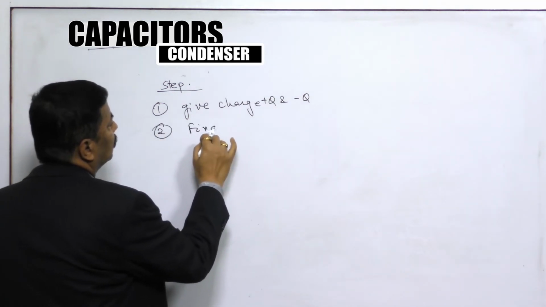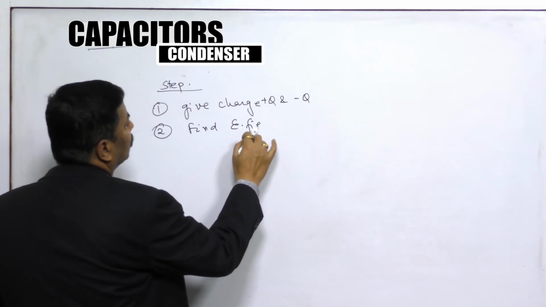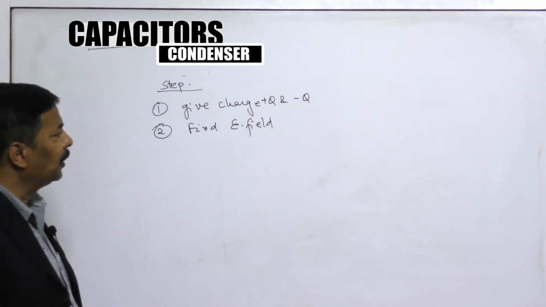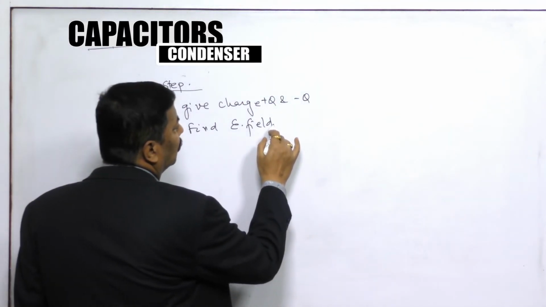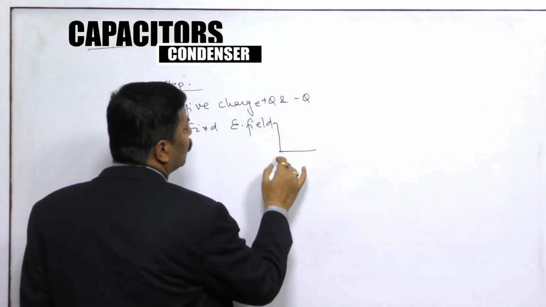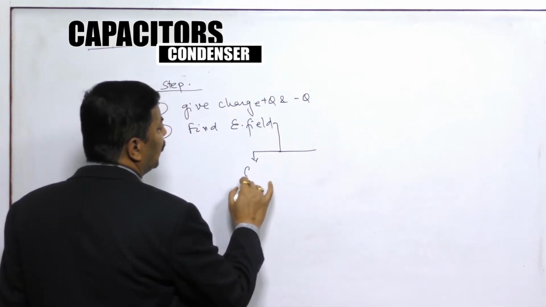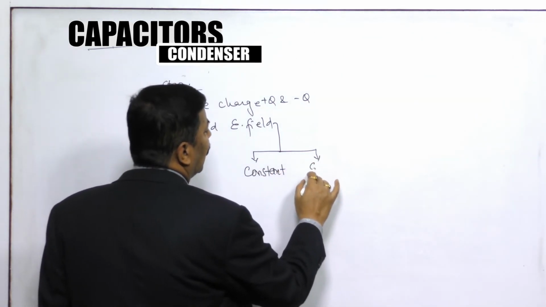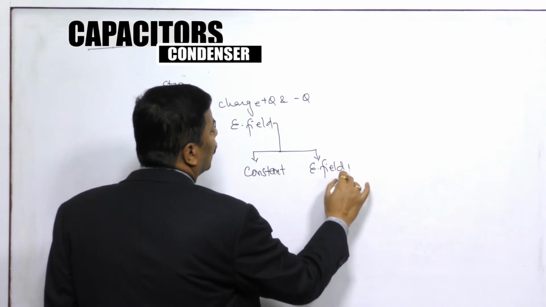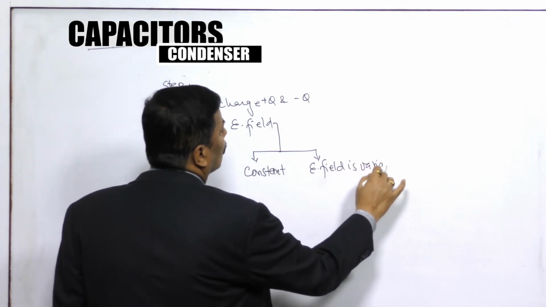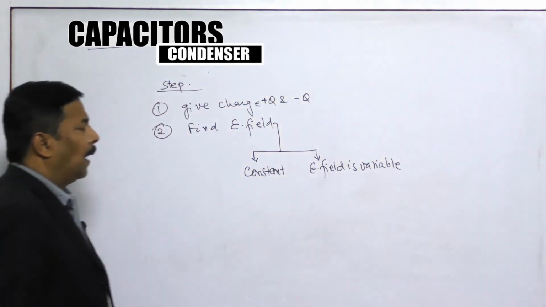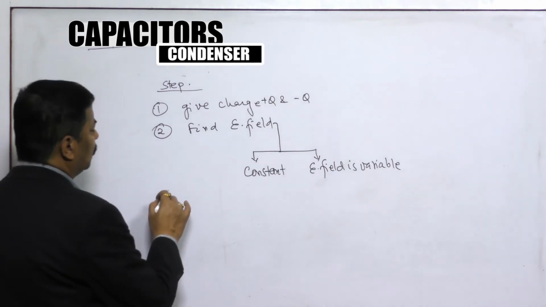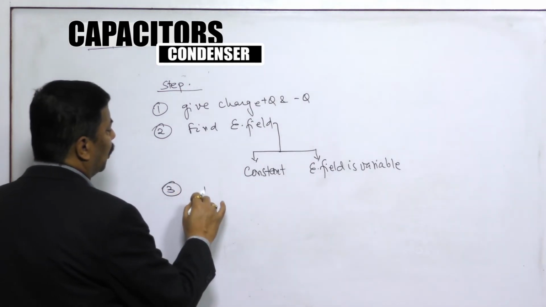Second step is to find the electric field. When you are finding the electric field, two situations are possible. One situation is that the electric field is constant, and another situation is that the electric field is variable. After finding the electric field, what we have to do? The third step is to find the potential difference.